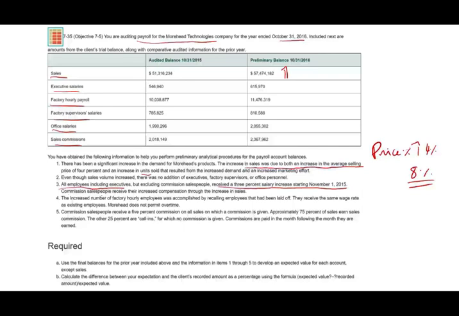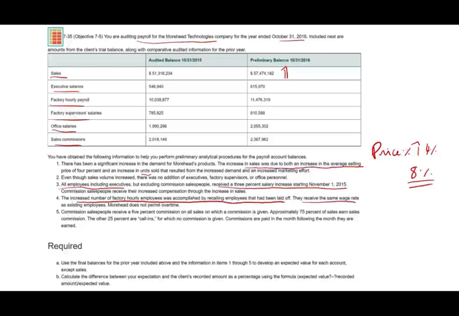Commission salespeople received their increased compensation through the increase in sales. So for commission, we did not give them a 3% increase, simply put, because sales went up. Well, their commission should go up as well. We should see that. The increase in the number of factory hourly employees was accomplished by recalling employees that had been laid off. They received the same wages as existing employees.